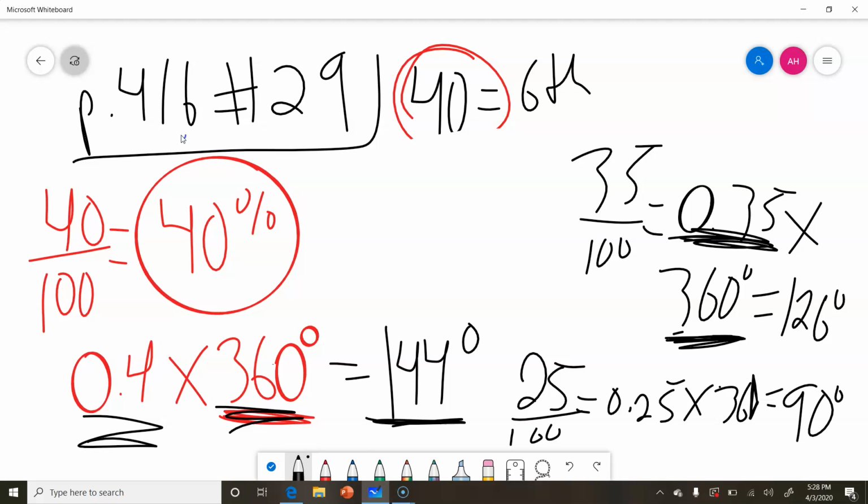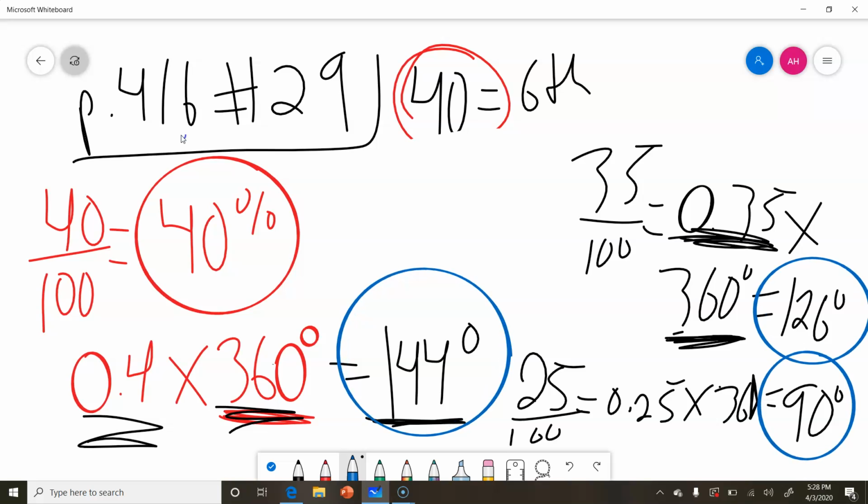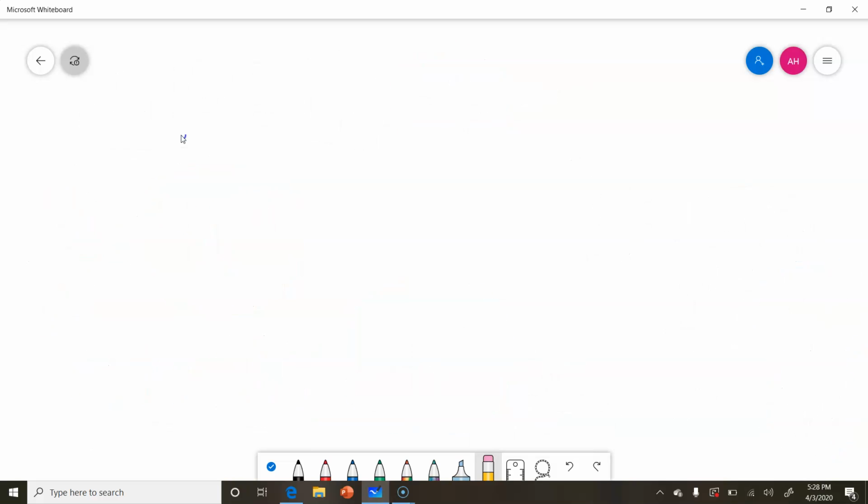Okay, so there are my three. That's how I found them. I have 144, 90, and 126. Now, if you add those up, you get 360, which is what we want, because that's what we need them to add up to. So now, using those numbers, I create a pie chart.